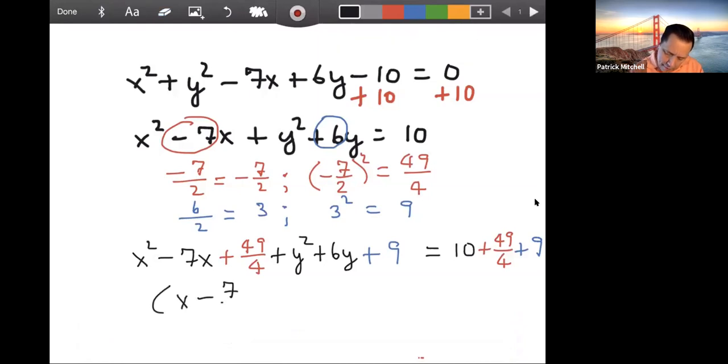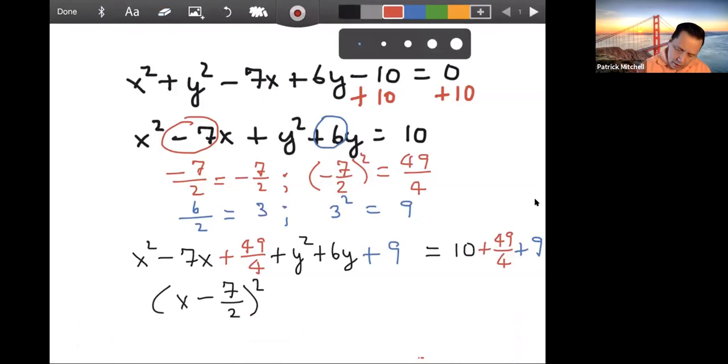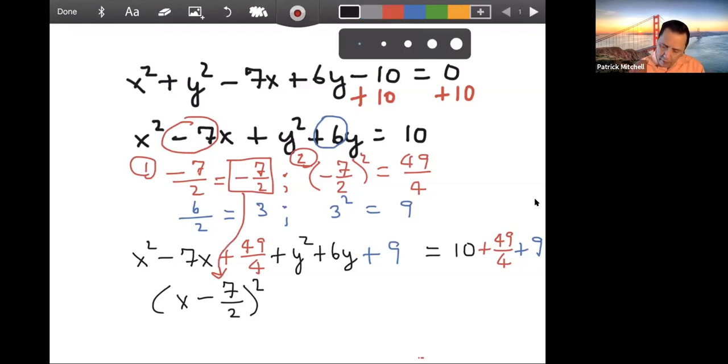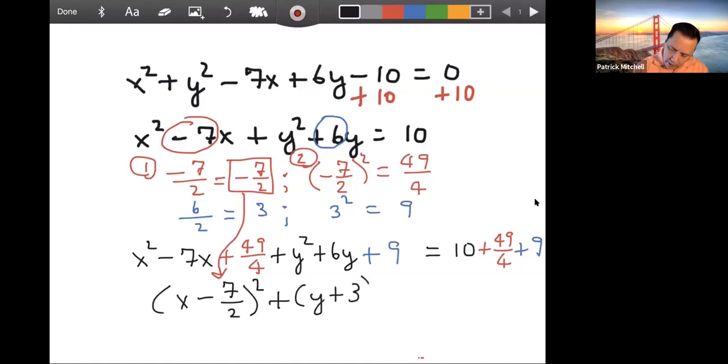minus 7 halves squared. So a little trick of the trade is when you're completing the square, there are 2 steps involved in what I call the magic trick. Step 1, divide by 2. Step 2, square the answer. The answer to step 1 of the magic trick is always going to be the number that ends up sitting there. Okay. All right, and then I'm going to take my y squared plus 6y plus 9 and write that as y plus 3 squared.